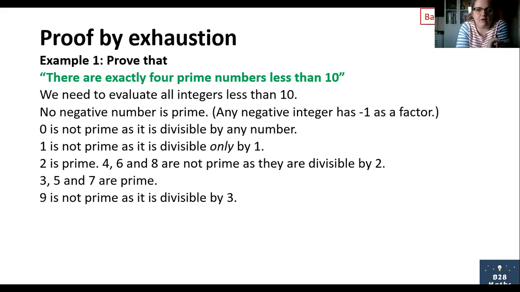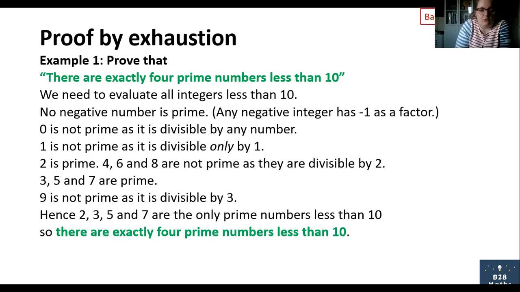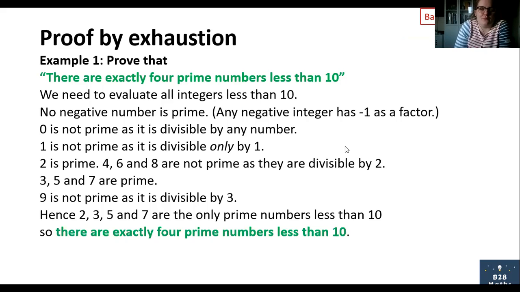So we've now split all of our integers between 1 and 9 into, are they a prime number, are they not? So we've gone 1, nope. 2, yep. 4, 6, 8, no. 3, 5, 7, yep. 9, no. Hence, 2, 3, 5, and 7 are the only prime numbers less than 10. So there are exactly 4 prime numbers less than 10. So that is one example. There we go. That is one example of proof by exhaustion.